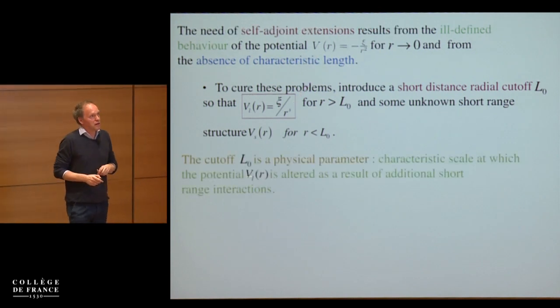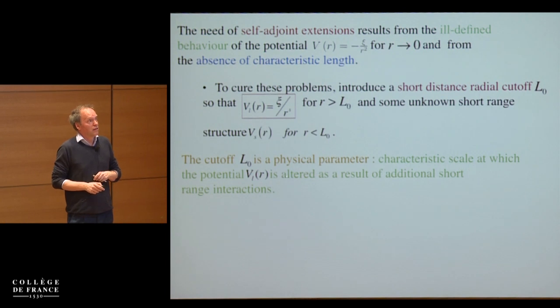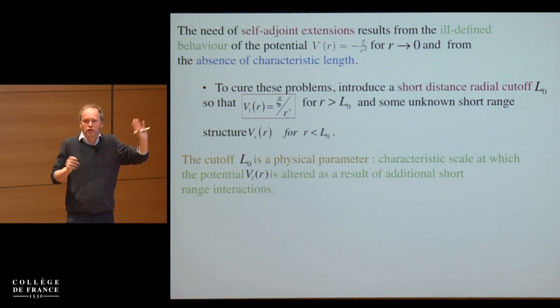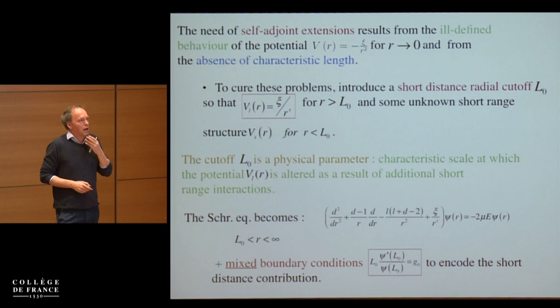And this cutoff L0 is a physical parameter. It's a characteristic scale at which the potential VL, long range, is altered as a result of the additional short-range interaction. Okay? So it tells me that below L0, something happens which is not very universal, and I don't want to know what it is. Okay?